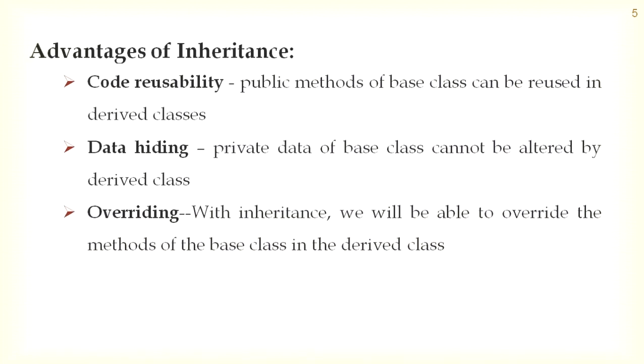Advantages of inheritance. There are three advantages: code reusability, data hiding, and overriding. Code reusability: public methods of the base class can be reused in derived classes, so we can reduce writing code repeatedly. Data hiding: private data of a base class cannot be altered by the derived class, so some important data can be hidden. Overriding: with inheritance, we can override the methods of the base class in the derived class.